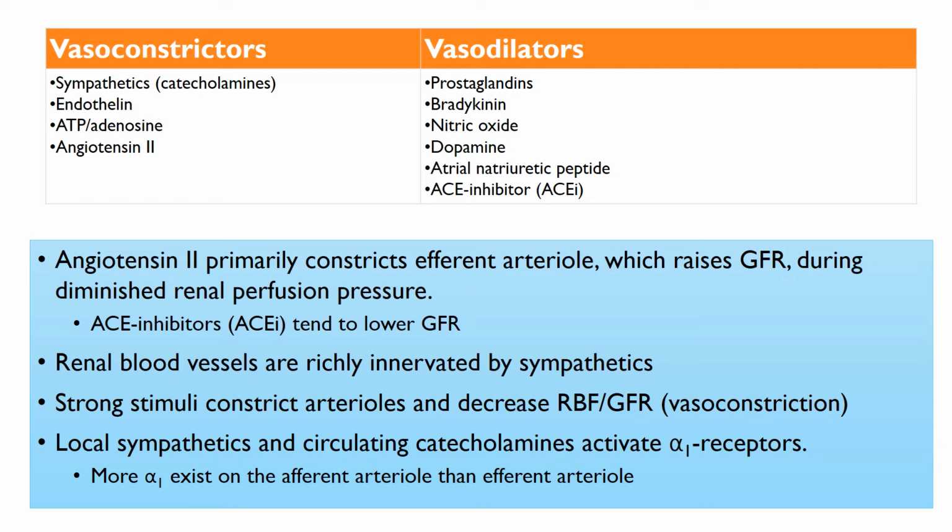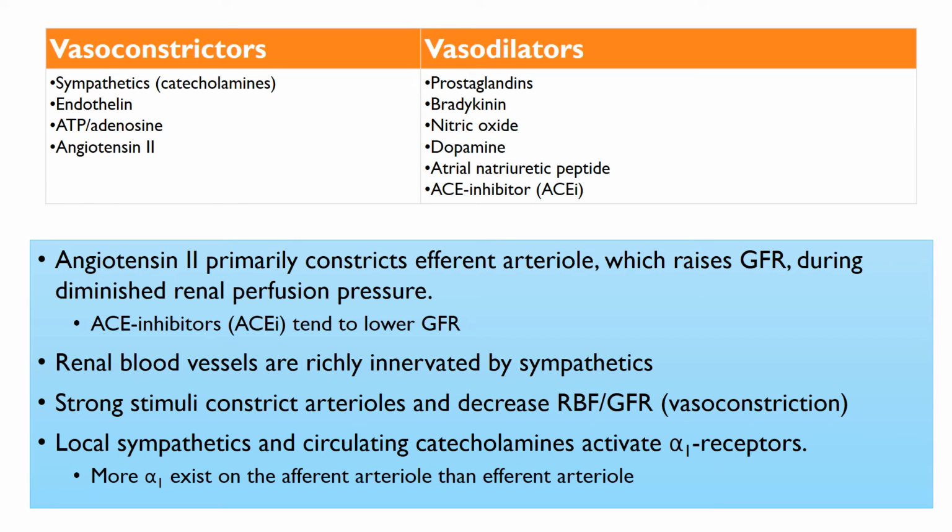There's a couple of things I want to point out. For instance, angiotensin II primarily constricts the efferent arteriole. If you vasoconstrict the efferent arteriole, that will raise GFR. This is particularly important during times of decreased renal perfusion pressure. Now, if you inhibit this process using an ACE inhibitor, that will tend to lower GFR.